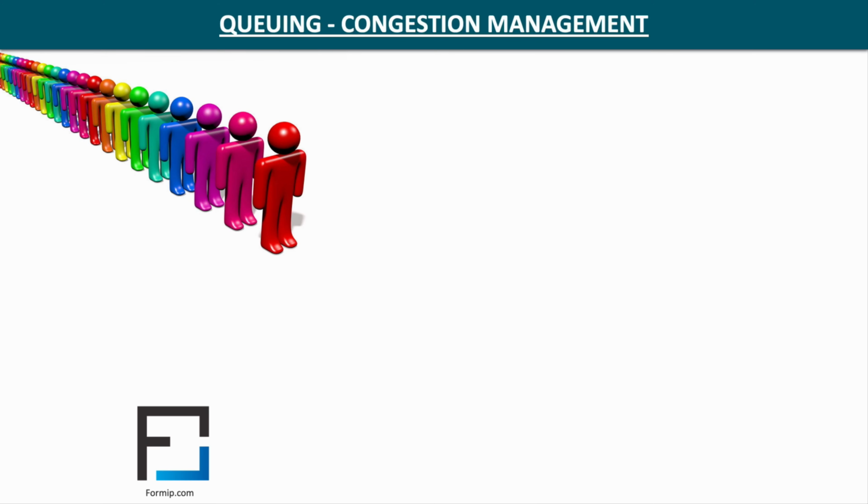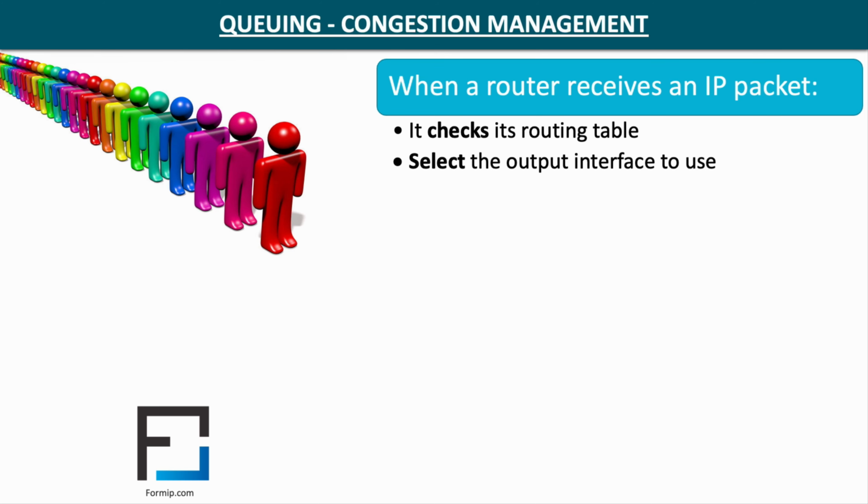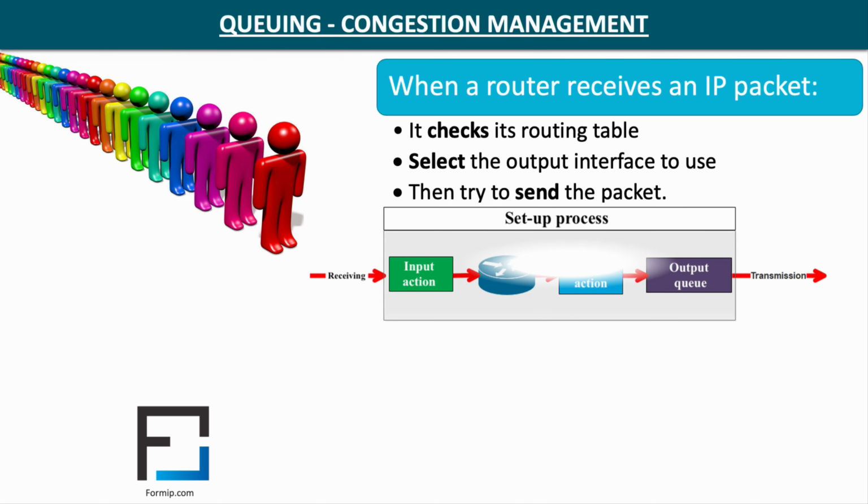Queuing and congestion management. Each network device uses queuing. When a router receives an IP packet, it checks its routing table, chooses the output interface to use, then tries to send the packet. But when the chosen interface is busy, the packet is placed in a queue, waiting for the interface to be available. This rule of waiting also applies to switches with Ethernet frames. And here's a representation of the waiting process.